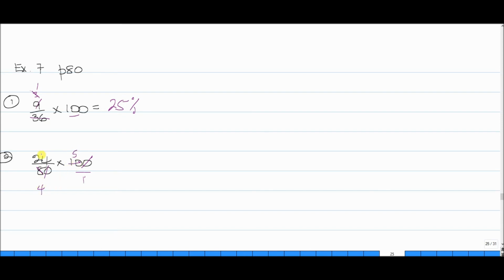We could use 2 again. 2 into 4 goes 2 times, and 2 into 24 goes 12 times. Again, 2 into 2 goes 1 time, and 2 into 12 goes 6 times. Multiply across. 6 times 5 gives us 30. 1 times 1 gives us 1, which is the same as 30. Our answer is in percentage. So for number 2, our answer should be 30%.